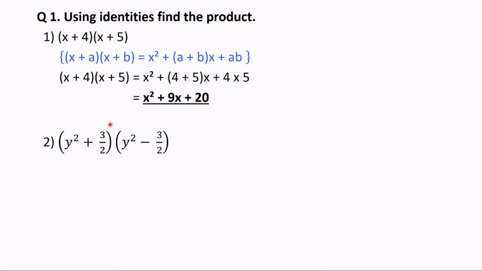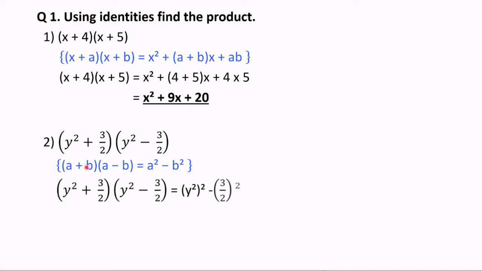If a and b are negative, we will put the values of a and b as negative here. In the next question, y square plus 3 by 2 into y square minus 3 by 2. Which identity do we have to use? First, you have to think about which identity to use. Here y square and y square are the same, 3 by 2 and 3 by 2, but plus and minus are given. So the identity is a plus b into a minus b, that is equal to a square minus b square. Here a is y square and b is 3 by 2. So y square the whole square minus 3 by 2 the whole square is y raised to 4 minus 9 by 4, since 3 threes are 9 and 2 twos are 4. So y raised to 4 minus 9 by 4 will be the answer.